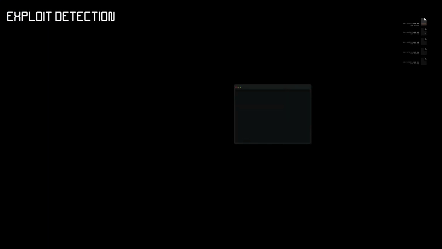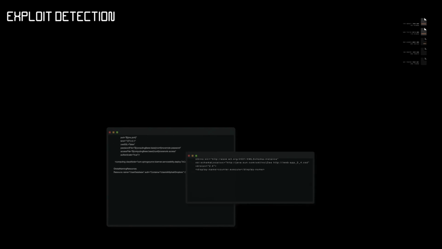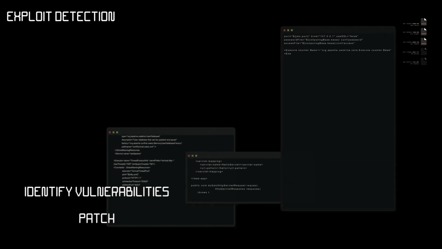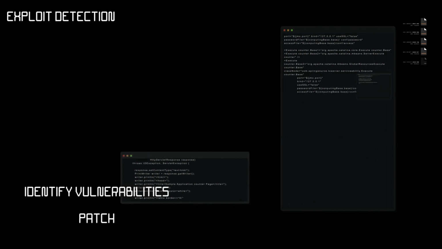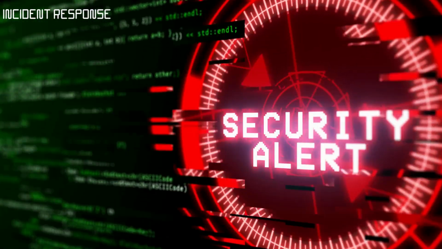Exploit detection. By understanding the TTPs of threat actors, tactical threat intelligence can help security teams identify potential vulnerabilities in their systems and applications and apply patches or other remediation measures before they are exploited. Incident response. In the event of a cyber attack, tactical intelligence provides crucial information on the nature of the attack, allowing incident response teams to contain the threat and minimize damage swiftly.